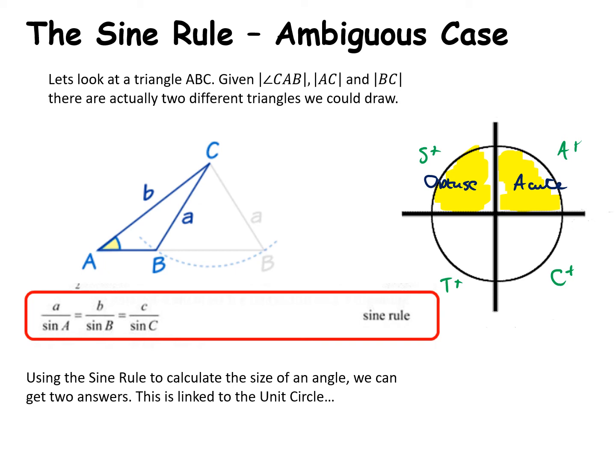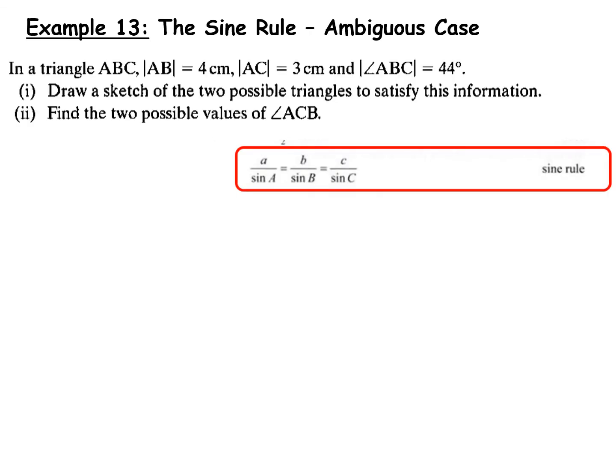Let's see how this would come up in a question. So example 13: in a triangle ABC, AB is 4, AC is 3, and angle ABC is 44 degrees. Draw a sketch of two possible triangles satisfying this information. So the first triangle we'd have, there's angle B. So there is A. I know angle B is 44 degrees. I know AB is 4. And I know AC is 3.